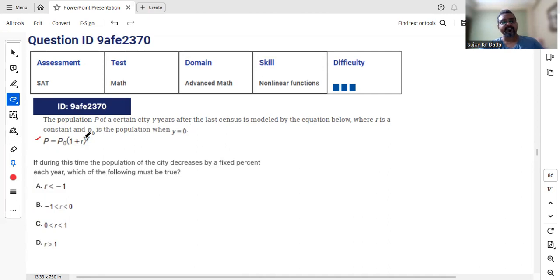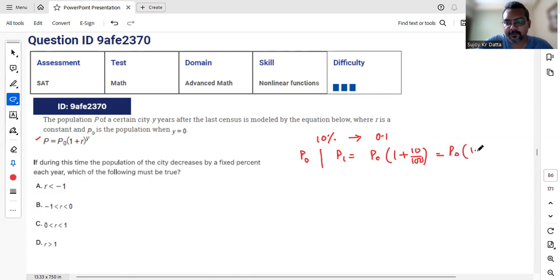So if you are increasing by a fixed percentage every year, for example, say 10% every year, then 10% basically means 0.1. So if you have an initial value of P0 as the first initial population, then after 1 year, P1 would be P0 times 1 plus 10 over 100, right? Which is the 0.1 which we discussed. So that would be P0 times 1.1, or we can just write it like this, 1 added to 0.1.